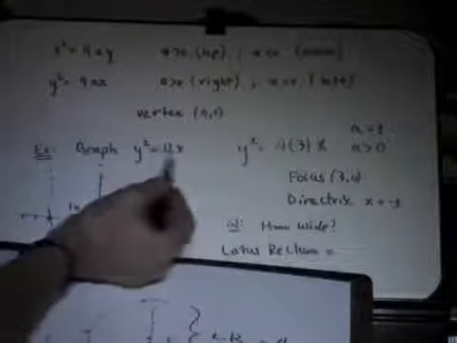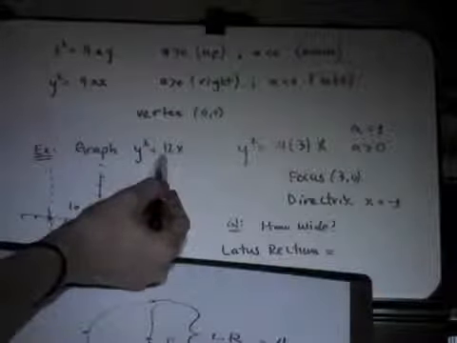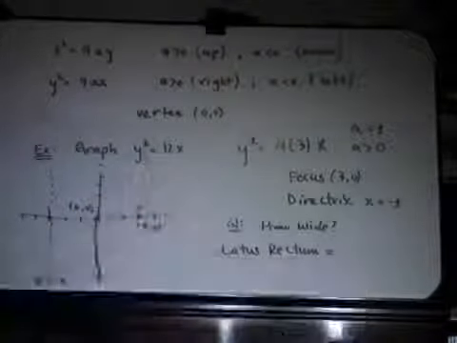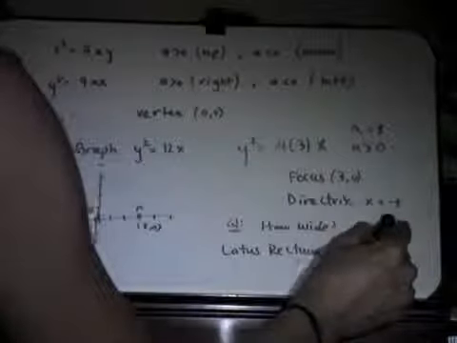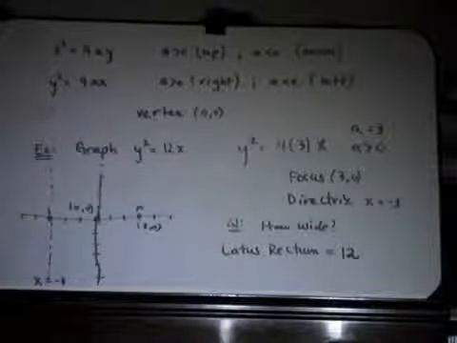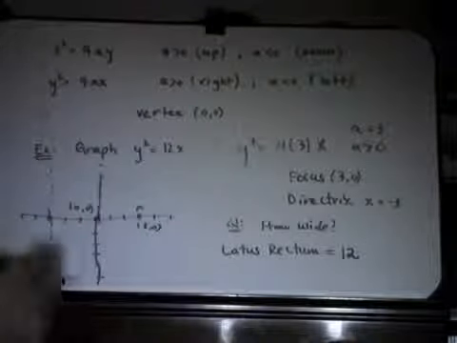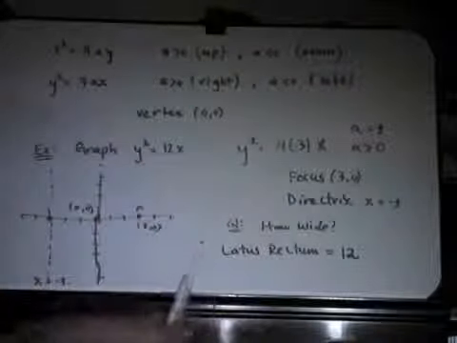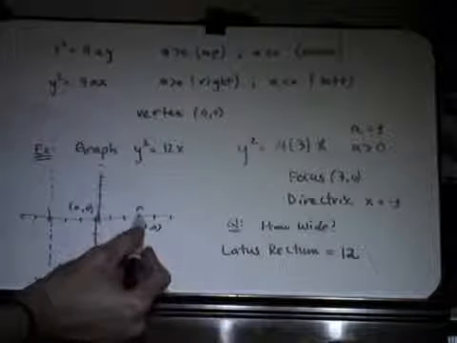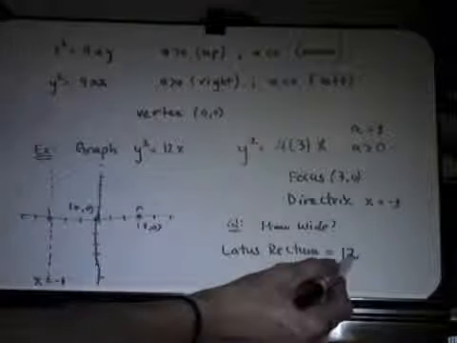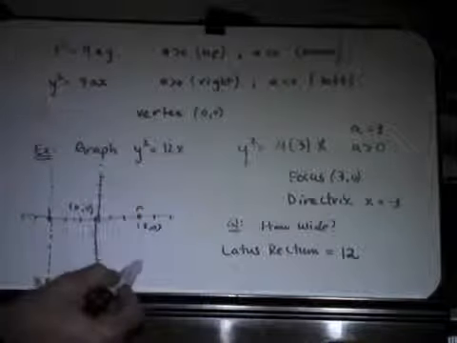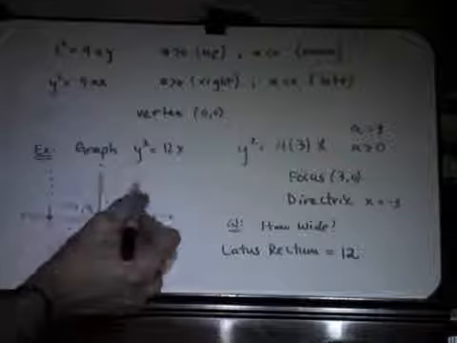That latus rectum segment is going to be 4 times the a value long. Well, we know that 4 times the a value actually appears in the equation itself. It's 12. So in this particular case, the length of our latus rectum is going to be 12 units long. So that enables me to determine how wide this parabola is going to be. I know that I'm going to pass through the focus, and I have a latus rectum of 12 units from top all the way to bottom, which means that I'll have 6 units up and 6 units down.